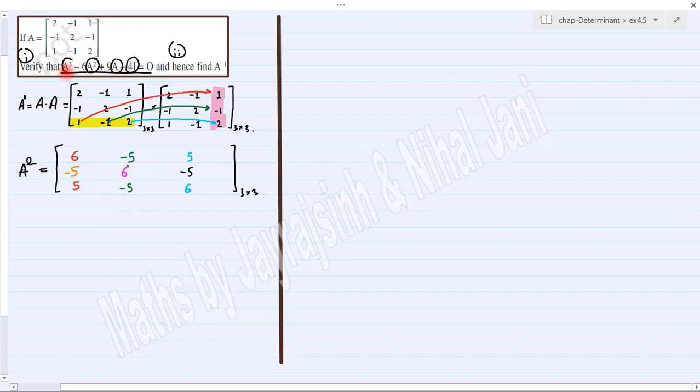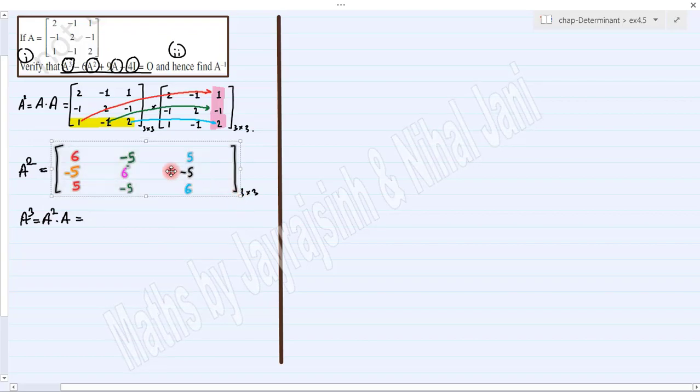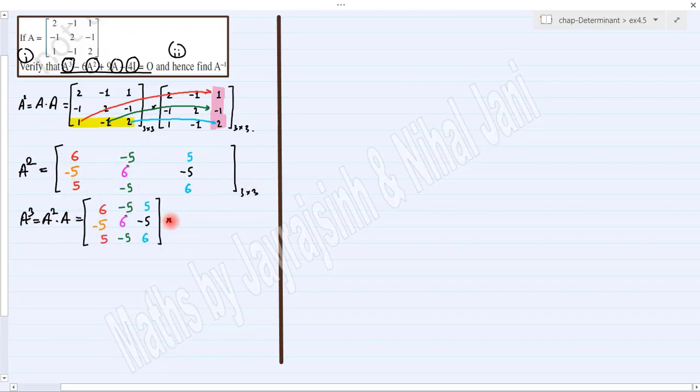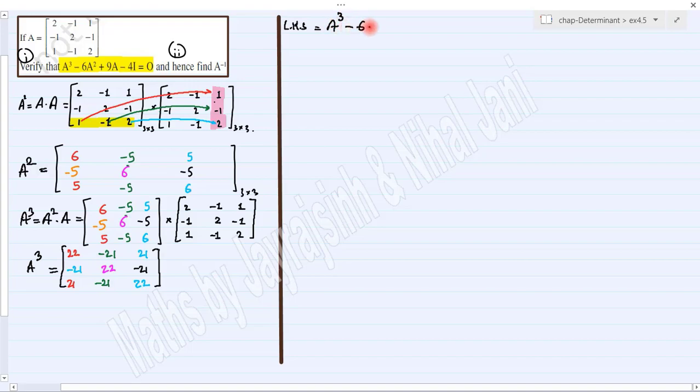Now the next required quantity is A cube, which is A square into A. So you have to multiply your A square with matrix A. So by matrix multiplication, we will get A cube. So we are ready to verify our matrix equation. Your left hand side is A cube minus 6A square plus 9A minus 4I.